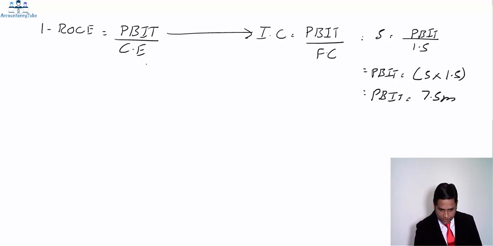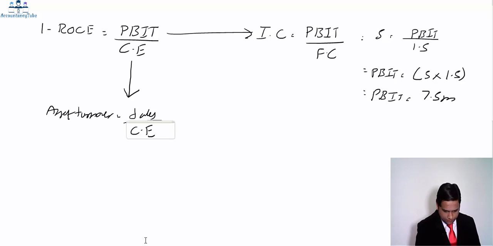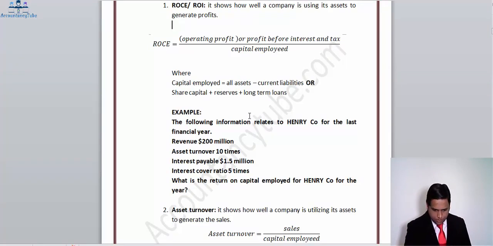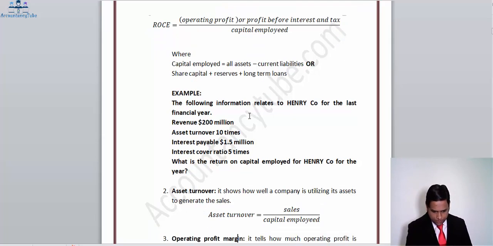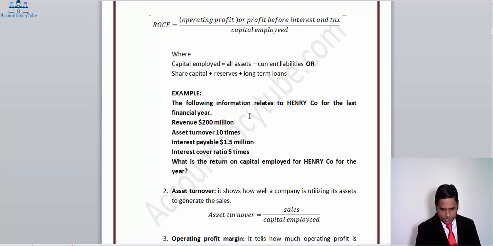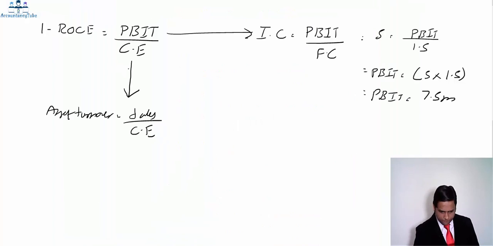Now there is no capital employed given. However, we are given the asset turnover. We know the formula is sales divided by capital employed. Let's look at the example again. Apparently the formula is just beneath it. It's sales divided by capital employed, and we are looking for capital employed. Now we need an asset turnover and sales figure. We already know the revenue is 200 million and the asset turnover is 10 times. So we have got our required data.